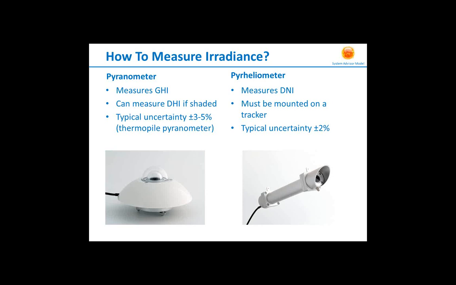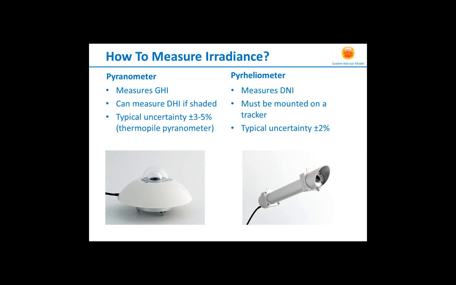A pyroheliometer is a measurement device designed to measure direct beam irradiance only. Pyroheliometers have a fairly small aperture that only sees the sun and a small portion of the sky around the sun, and thus need to track the sun as it moves across the sky. Pyroheliometers have a lower typical uncertainty than pyranometers, with well-maintained pyroheliometers having an uncertainty around 2%.